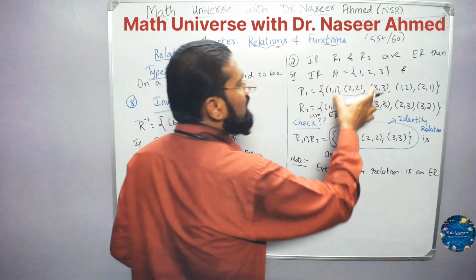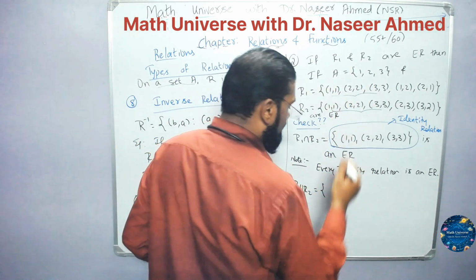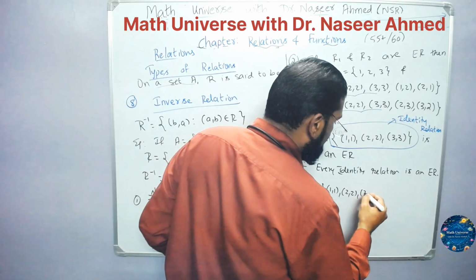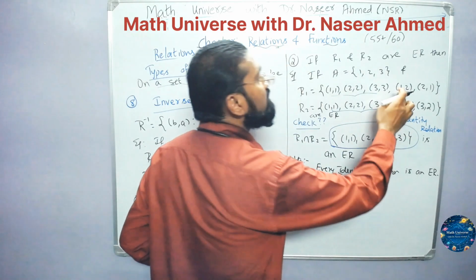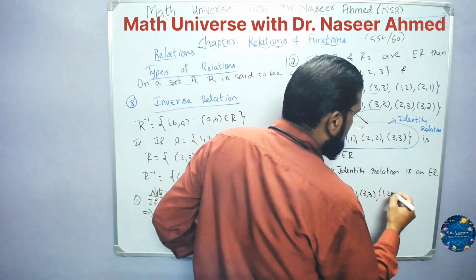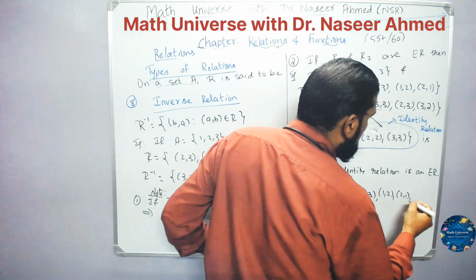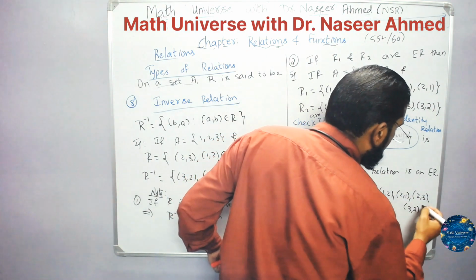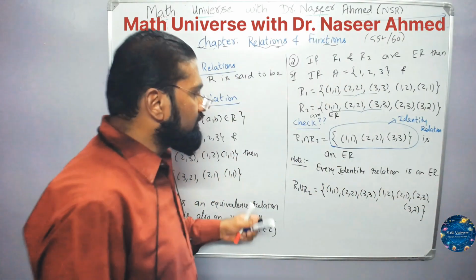So first the common ordered pairs are (1,1), (2,2), (3,3). Then here (1,2), (2,1), (2,3), and then (3,2). Now check one by one.